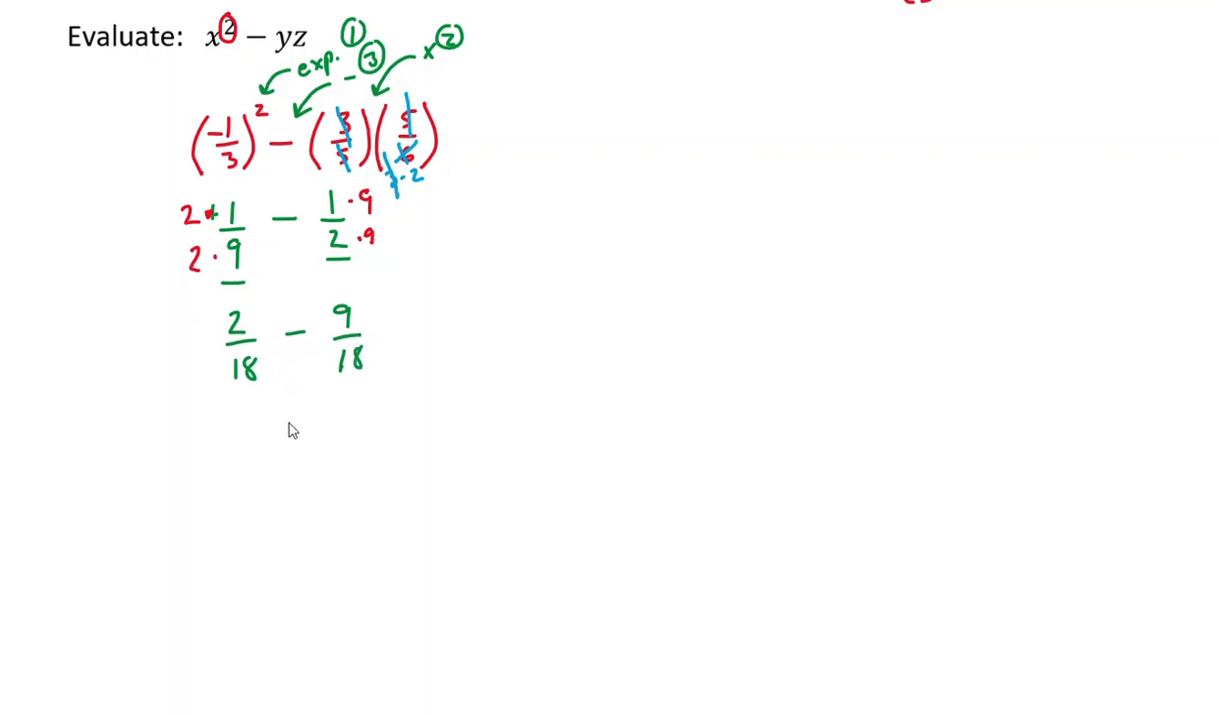2/18 minus 9/18 is negative 7/18. And then that fraction cannot be reduced. 7 is 1 times 7, 18 is 2 times 9. So no common factors, and we are done.